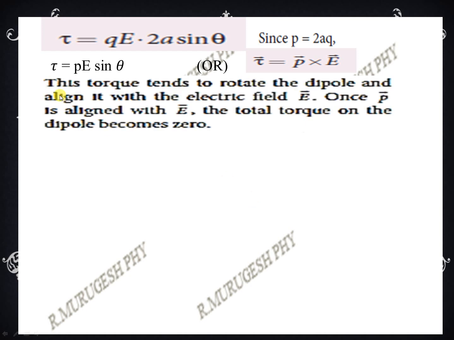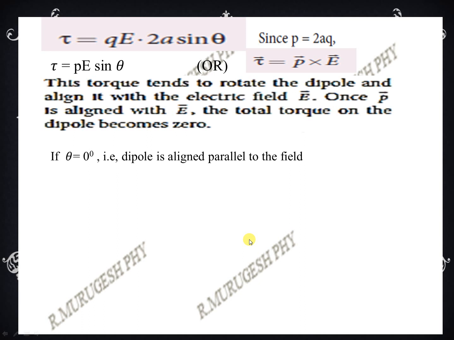How long will the torque act? The torque will act as long as the dipole tends to be parallel to the field. Suppose the dipole becomes parallel to the field, then the value of theta will be 0. Naturally sine 0 is 0. Torque will become 0. That's what I explained here. The torque tends to rotate the dipole and align it with the electric field. Once p is aligned with the field, then the total torque on the dipole becomes 0.